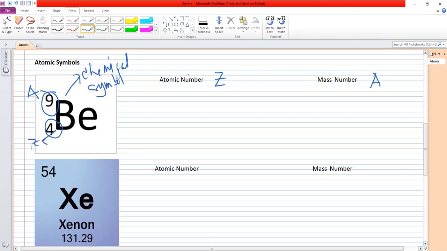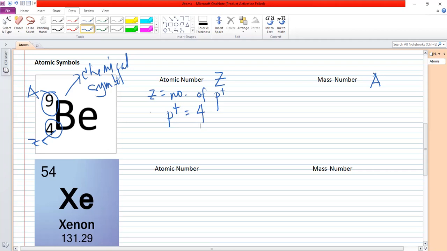Now, how do we use these numbers here? For atomic number, when we say atomic number Z, it is equal to the number of protons. So meaning for beryllium, the number of protons is equal to 4.